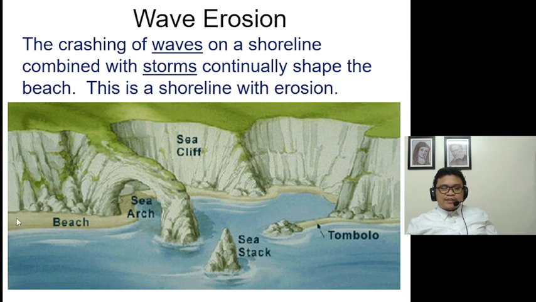For example, if this is the beach area, and waves continuously erode this arc that is formed here, there will come a time that this arc will eventually break and form what you call a sea stack. Okay, because a sea stack is when a sea arc is degraded and forms a separate stack of rock, which is what we call the sea stack here.